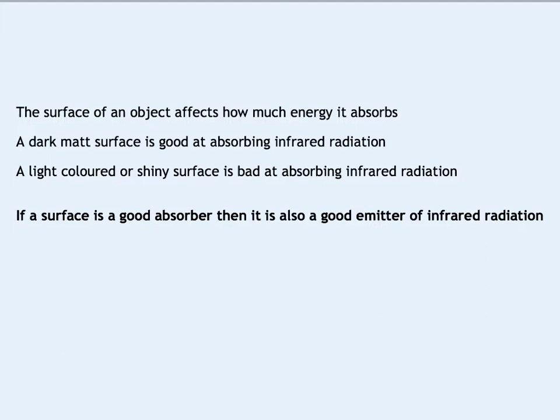If you've got a surface that is a good absorber of infrared radiation, so a dark surface or a matte surface, that's also going to be a good emitter of infrared radiation. And the opposite of that, if you've got a light coloured surface or a shiny surface, which we've already said is bad at absorbing, it's also going to be bad at emitting infrared radiation.